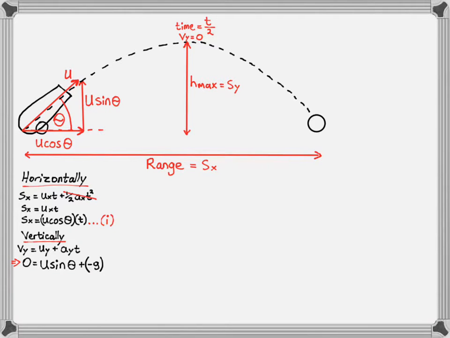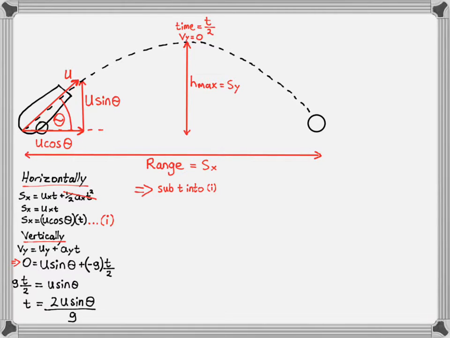And what's the time at this point? It's not t, it's t over 2. So we're talking about a point where the vertical velocity is 0. That occurs at a time t over 2. Okay? So we rearrange this equation to get u sine of theta by itself, and eventually then we can rearrange it to get time by itself. So we get an expression for time. T is equal to 2u sine of theta all over g.